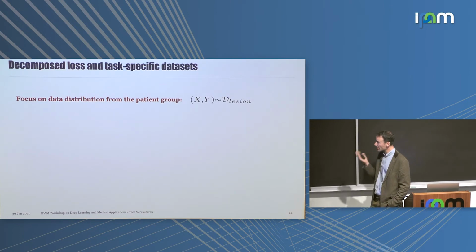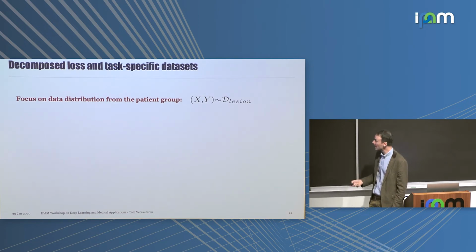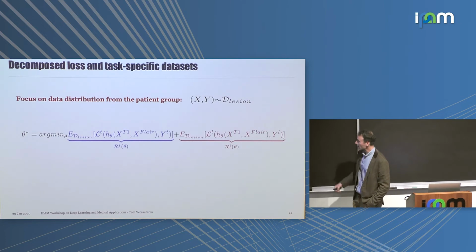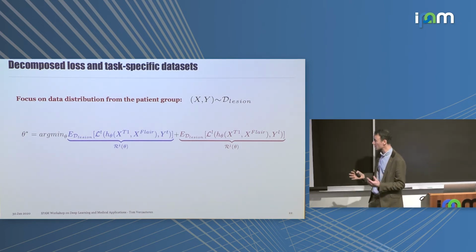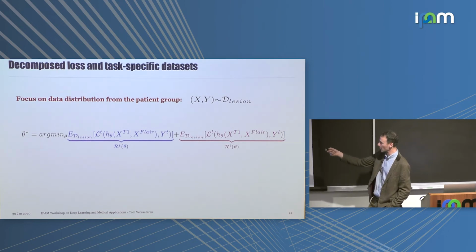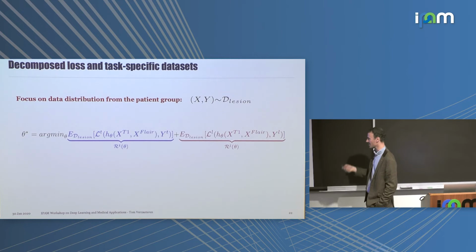The second starting point is that what we're interested in these cases is really to work with patient groups, right? We're not interested in healthy controls. We're interested in patients. So we make the assumption that the data is stemming from the patient group. Now, if we look at our joint loss, which has been split into two terms, this is what we have. We want to minimize the expected loss comparing the output of the CNN with the tissue annotations, plus the expected loss of the output of the CNN with the lesion annotations.